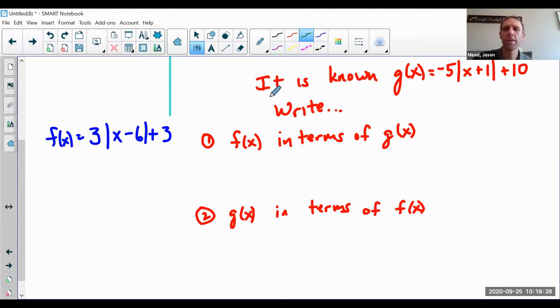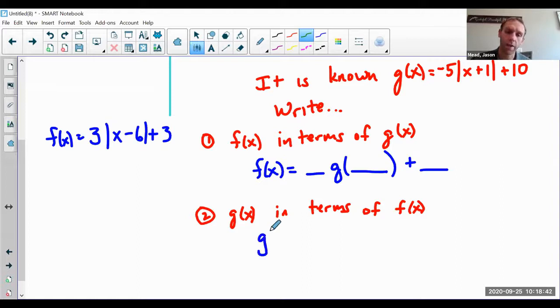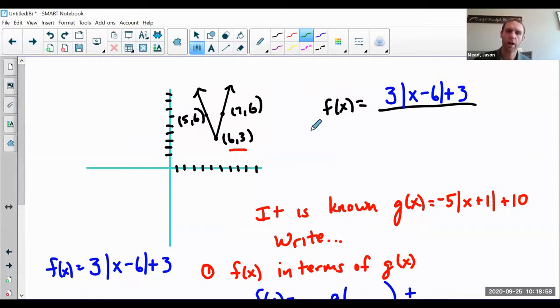That means that the answer for number 1 is going to be f of x equals blah, blah, blah, g of blah, blah, blah, plus blah, blah, blah. That's kind of what it's going to look like. And likewise, for this one, it's going to look something like this. So our objective is to figure out what's happening. Okay, so I'm going to graph g on the graph so that we can see what's happening.